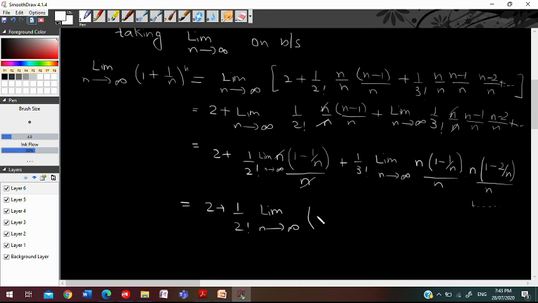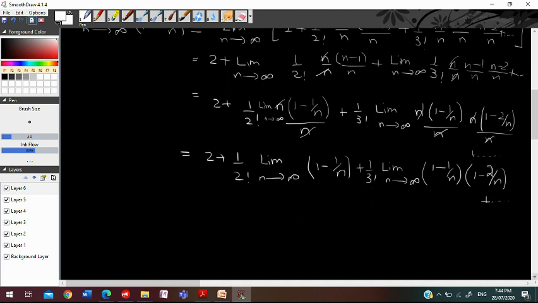in the end I have 1 minus 1 by n plus 1 by 3 factorial. Again n and n are cancelled with each other, and I have limit n approaches to infinity, 1 minus 1 by n, this n is also cancelled with this, and I get 1 by 2 divided by n plus up to so on. Now at this step, if I apply the limit, I will not get the undefined form.